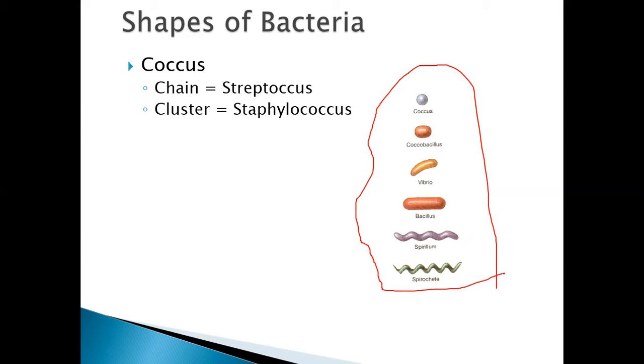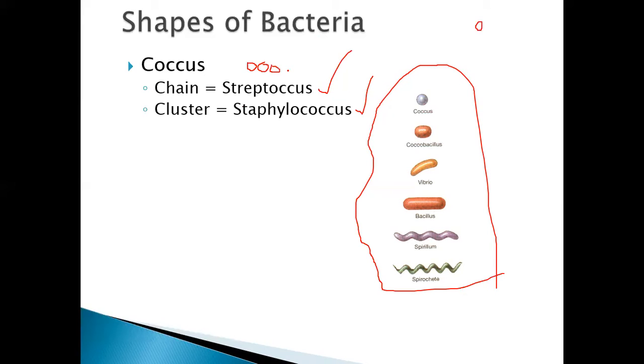All right, so the first ones we're going to look at are the cocci. Both streptococcus and staphylococcus appear cocci in shape, right? They appear as a circle, but the arrangement is different. Streptococcus, as the name suggests, occurs in chains. So it appears as cocci in chains.